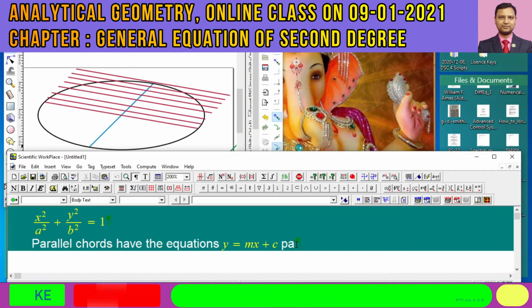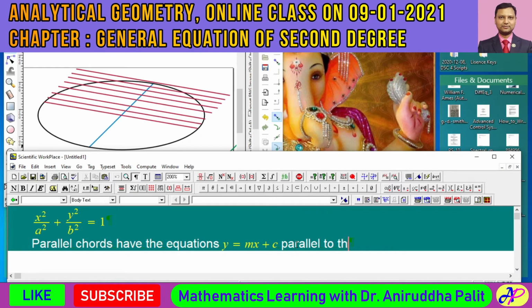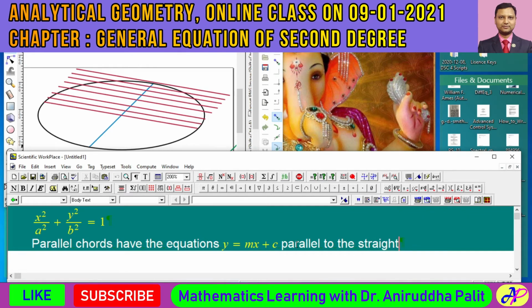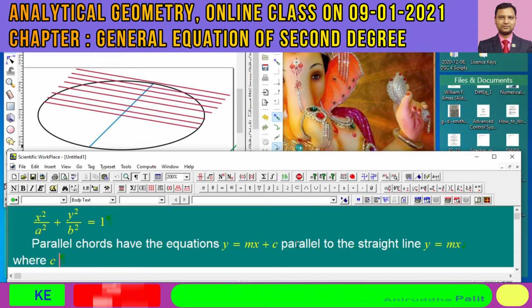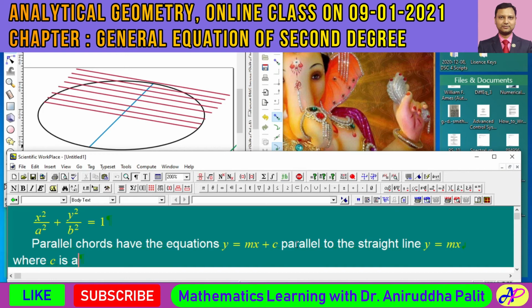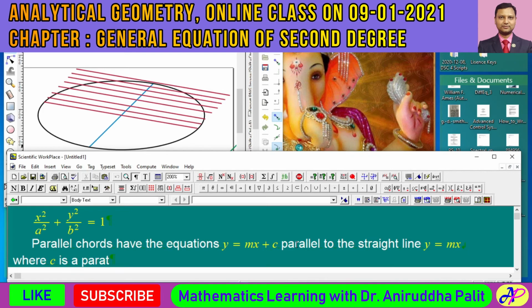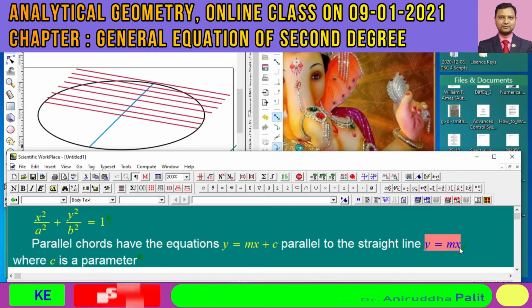These chords are parallel to the straight line y is equal to mx, where c is a parameter. That means we will get different values of c, and for different values of c we will get different parallel chords. All these chords should be parallel to the straight line y is equal to mx plus c.